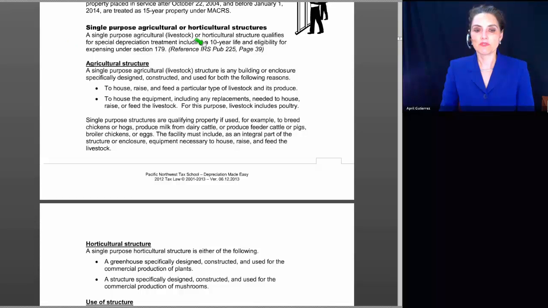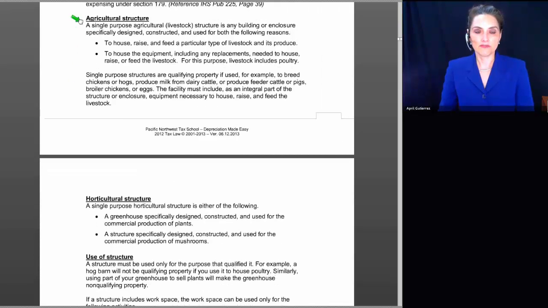The information I'm about to give you comes from IRS Publication 225, that is the IRS Farmer's Handbook, and it comes from page 39. Page 39 of Publication 225 describes an agricultural structure in the following way. It is a single-purpose agricultural livestock structure. That type of structure is any building or enclosure specifically designed, constructed, and used for both of the following reasons: to house, raise, and feed a particular type of livestock and its produce, and to house the equipment, including any replacements, needed to house, raise, or feed the livestock. And for this purpose, livestock includes poultry.